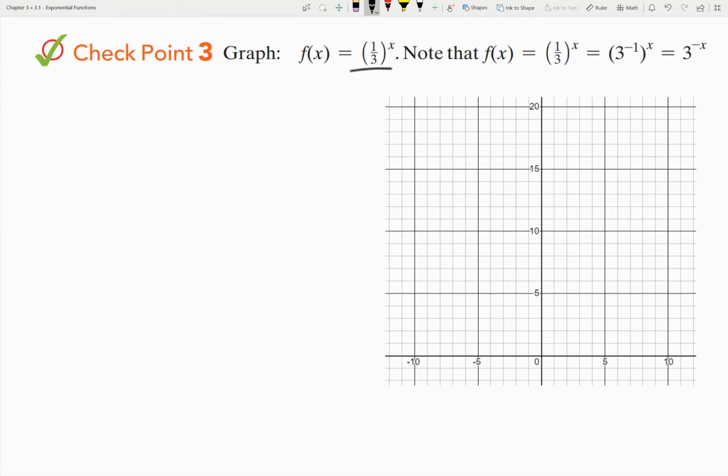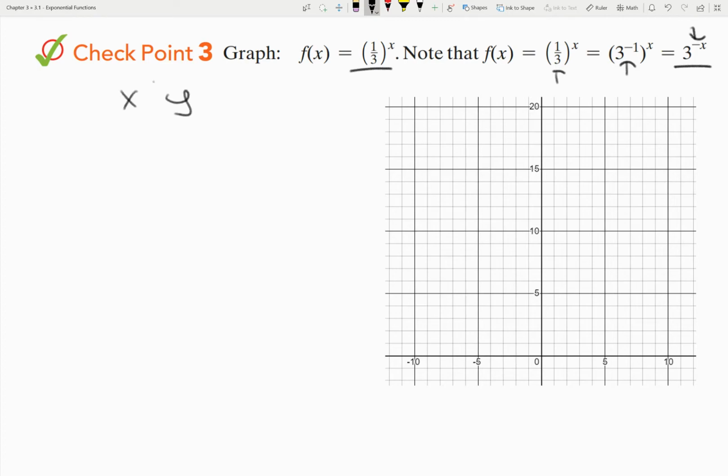1/3. And again, one thing to notice here is that 1/3 could be 3 to the -1 power. Power to a power, you multiply the exponents. So 3 to the negative x is actually the same graph as 1/3 to the positive x power. Okay? In fact, this is a way to represent a reflection of 3 to the positive x in the y-axis.